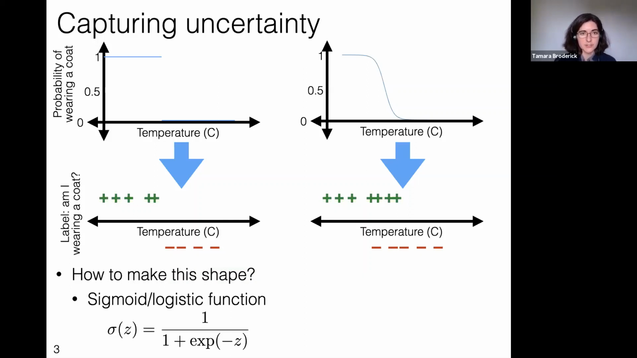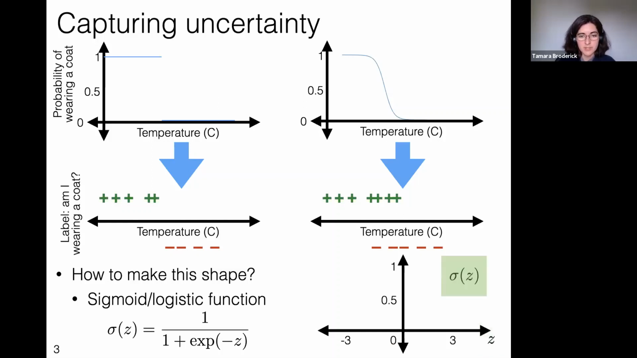So let's draw out the canonical sigmoid function. Sigma here is a function. It takes as an input z. It is 1 over 1 plus the exponential function of negative z. So let's draw that. We're going to draw it as a function of z. We're going to draw sigma of z. And let's check that we agree with this drawing.